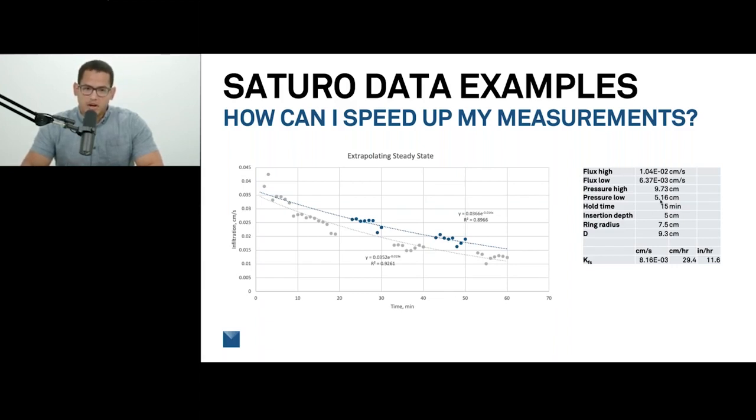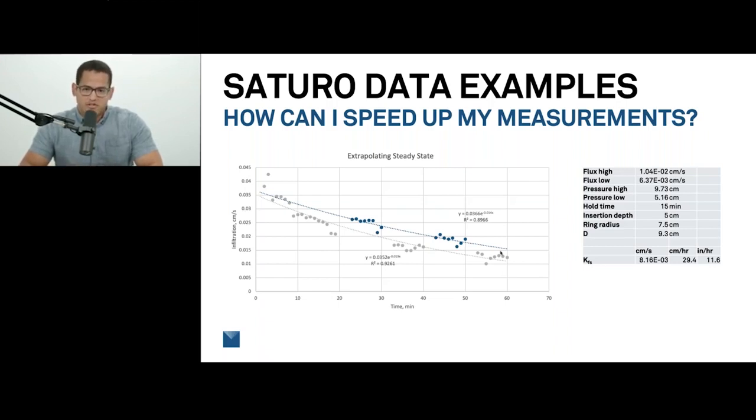Now, when we do that, we need to know that depending on how much decay we have and how early on we take these measurements and stop these measurements, there's going to be some amount of error that is going to come with that measurement. And so, if you're willing to accept that, you can speed up the measurements and still get a decent hydraulic conductivity estimate. Obviously, the longer you can run it, the better.